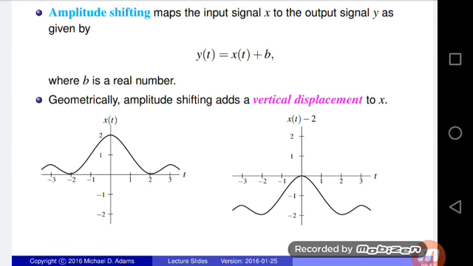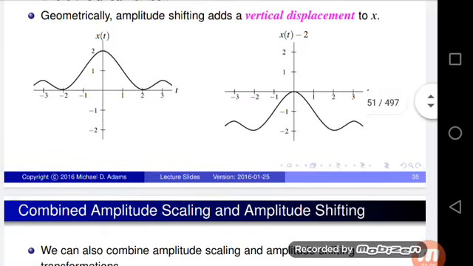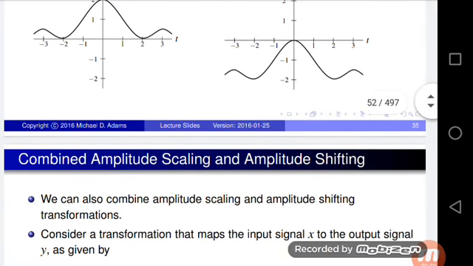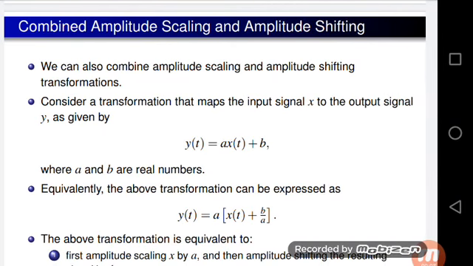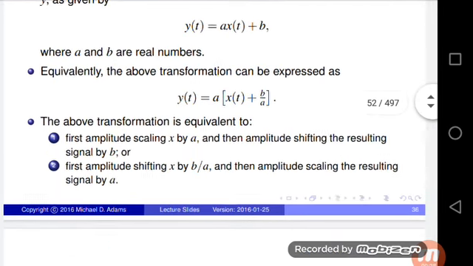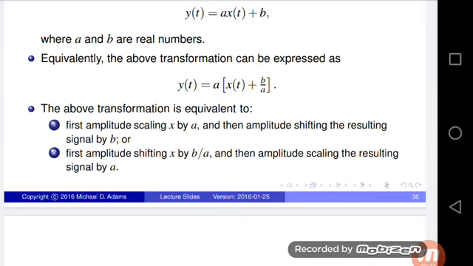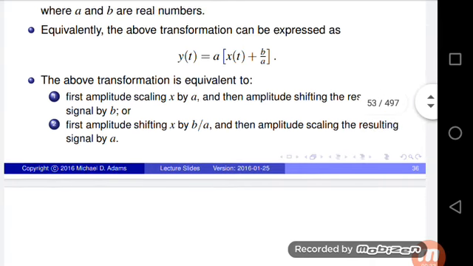Amplitude shifting means when we change the input values, then automatically the wave will be shifted to either the positive or negative side. Next one is combined amplitude scaling and shifting. These are the different formulas: y of t equal to ax of t plus b, and y of t equal to a of x of t plus b by a, where b by a and a are real numbers.